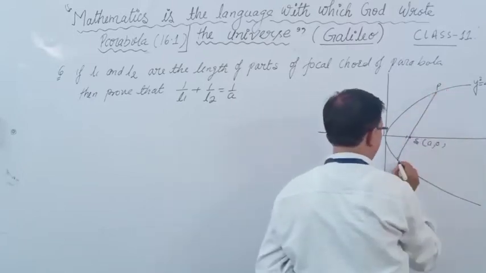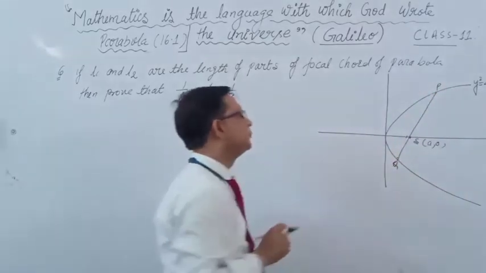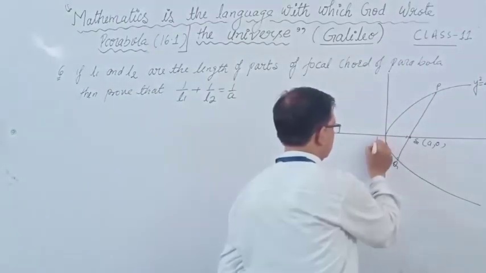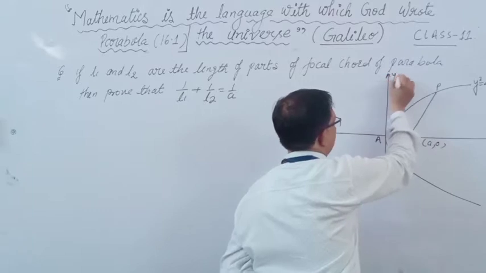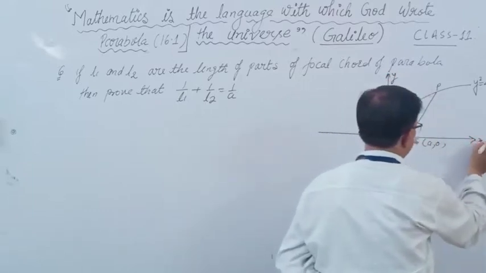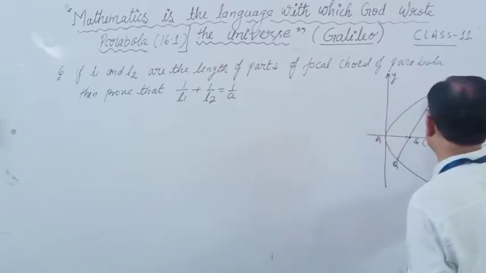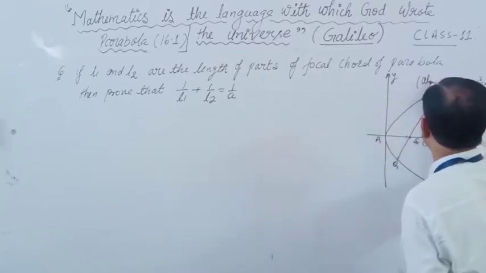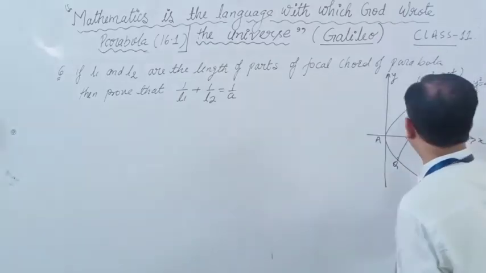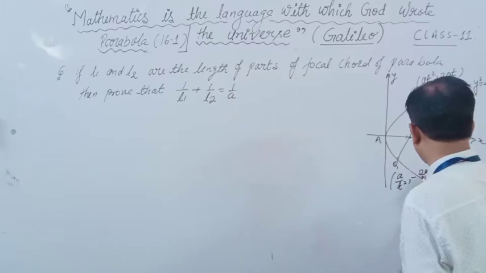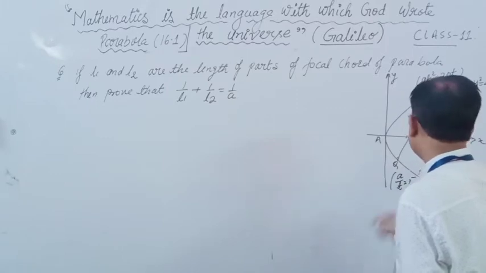This is your focus. Let the coordinate of point P be at squared comma 2at. This is the parametric point, and here the point is a upon t square comma minus 2a upon t.